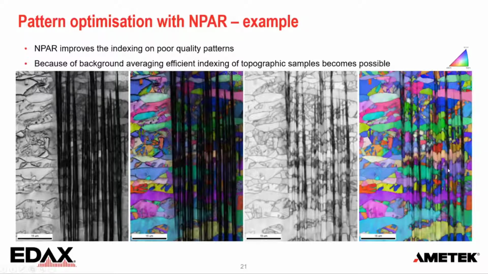Now, this is an example of curtaining from FIB milling, but you can imagine that you can also use this for fracture surfaces where you just cannot apply polishing. So when you have an irregular surface that is producing diffraction patterns but causing trouble because of shadowing and different orientations of the surface, then applying NPAR to that will greatly improve the indexing success rates.